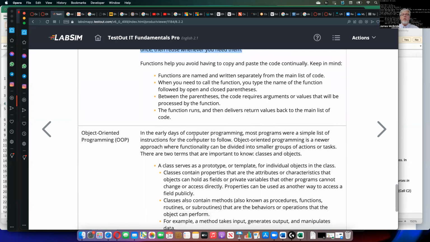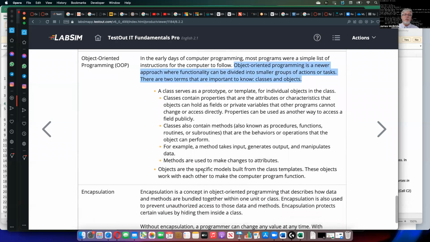So in the early days of programming, most programs were just simple lists of instructions for the computer to follow. And then object-oriented programming is much newer. That's really looking at, I want to build this functionality, and then you're building this into smaller groups and tasks. It also is easier for you because you can take basically a function and dump it in there in the object-oriented programming, and then it says change the variable, and you just change those variables, the names of things, and it makes it easier for us to get the job done. We like to do that.